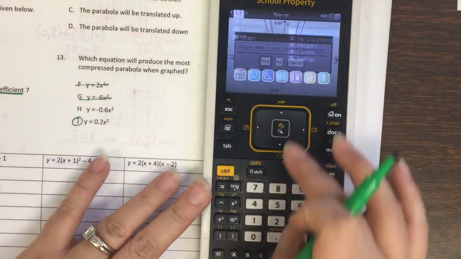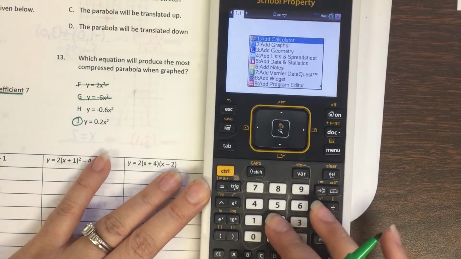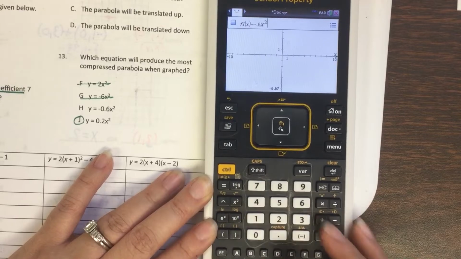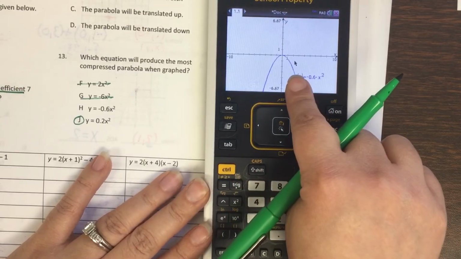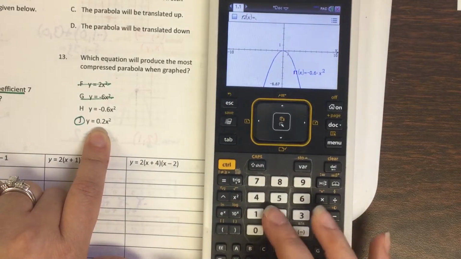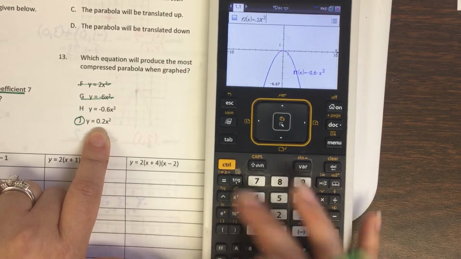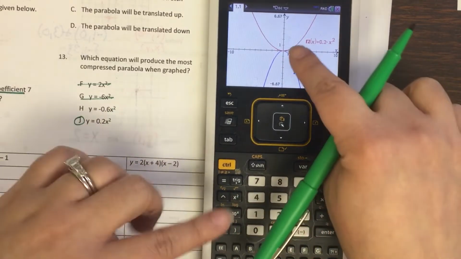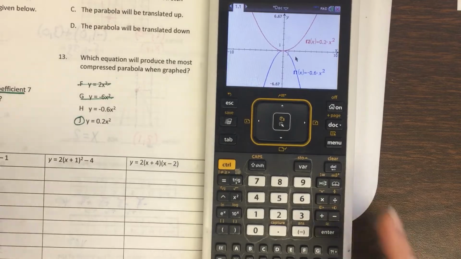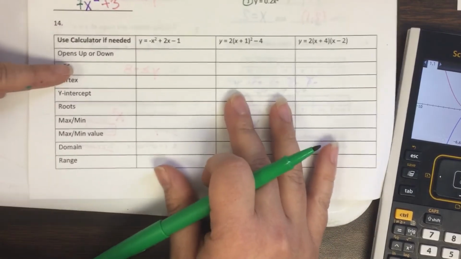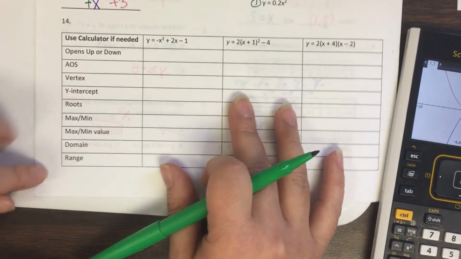And then just to show you a quick few seconds here, if I have negative 0.6 x squared, that's my first option. And then my second option would be 0.2 x squared. I can see, even though it's in a different direction, it's more open, which means it's more compressed. Okay? You're going to have some equations on your test, and you need to identify all of these key features.